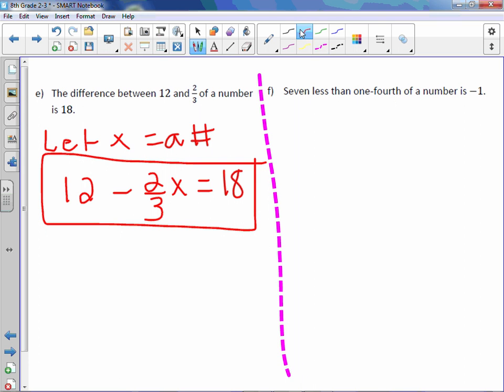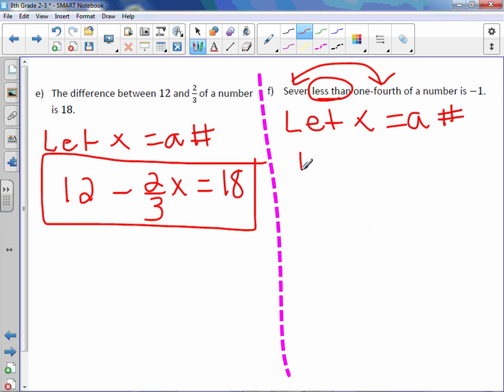Letter F. 7 less than 1/4 of a number is -1. Let x equal a number. Here we have those words less than again, which means I'm flip-flopping these. So I'm going to start with the 1/4 of a number. 1/4 of a number means to multiply by your number, minus 7, is -1. So this is 7 less than 1/4 times a number equals -1.